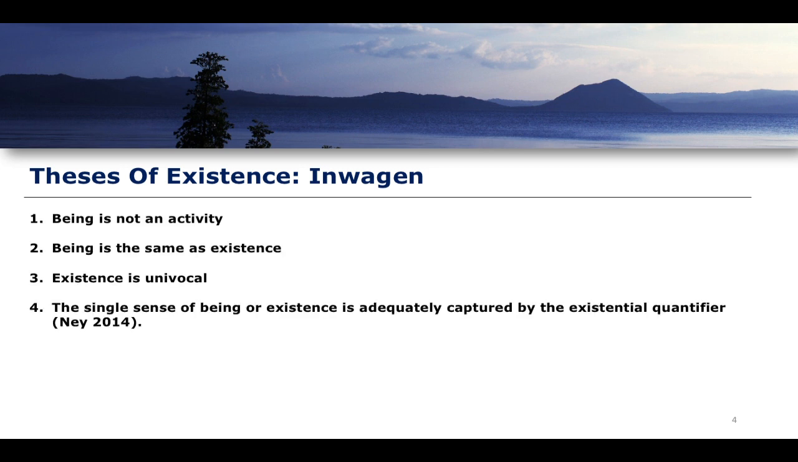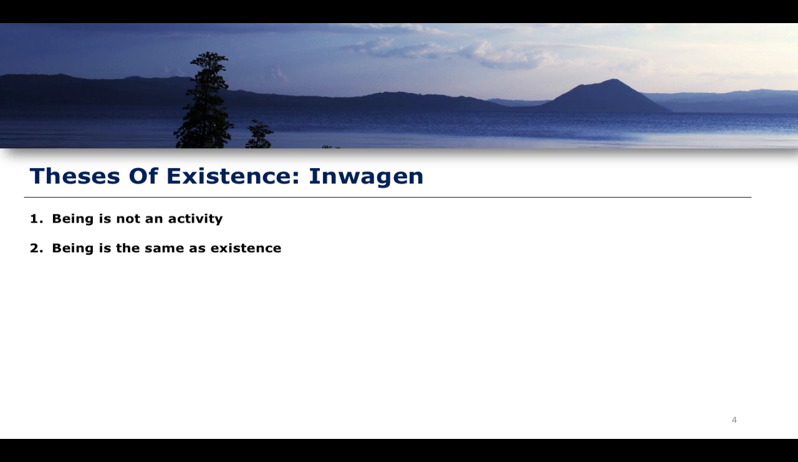He outlines these 4 elements. So he suggests, firstly, that being is not an activity. What does this mean? Well, he's suggesting here that the concept of being is not something that a thing that is being does. It is an attributable characteristic of a thing. It is not an activity that the thing does.